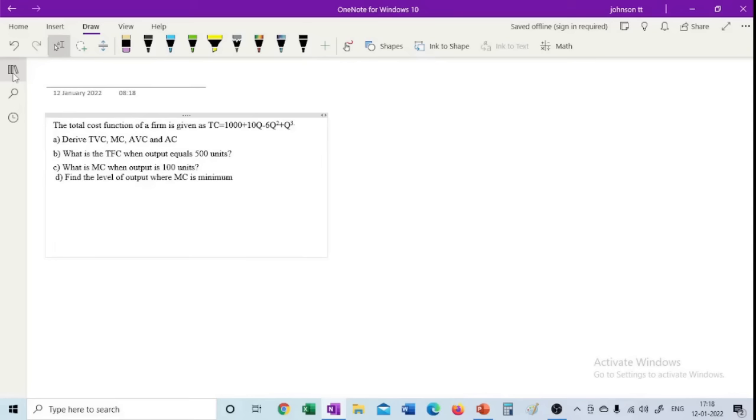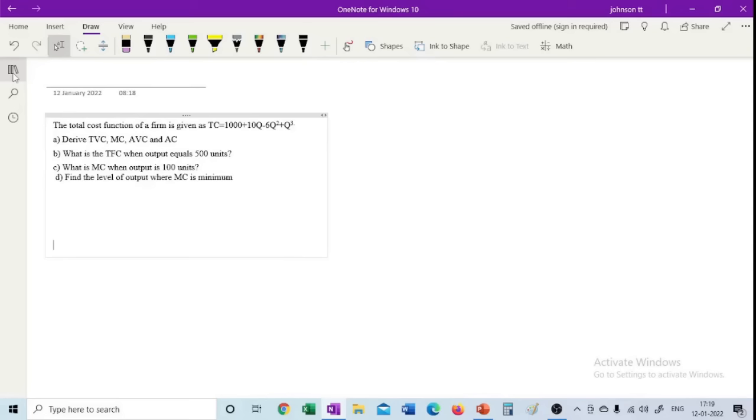So you must remember what is total cost that we have already explained. Fixed cost, variable cost, marginal cost, average variable cost, everything we explained. So that should be in your mind. Then only we can do this problem. So we have to derive first total variable cost. So total cost function is given as 1000 plus 10q minus 6q square plus q raised to 3. So from that we can say what is the variable cost.